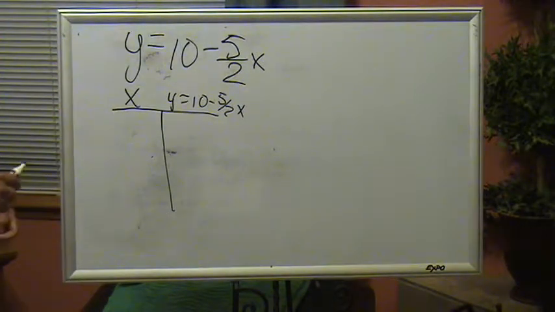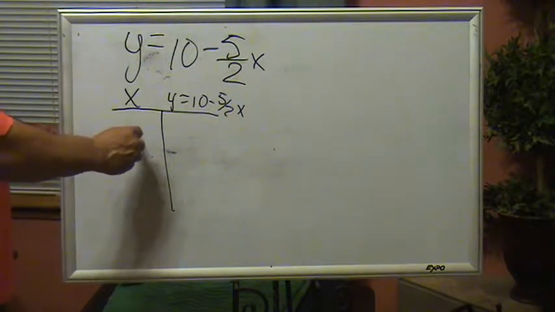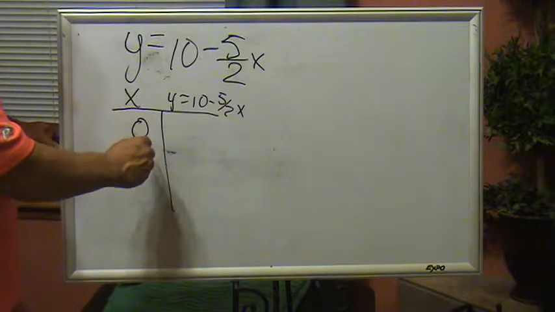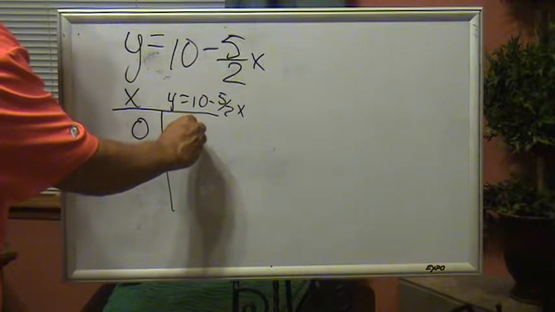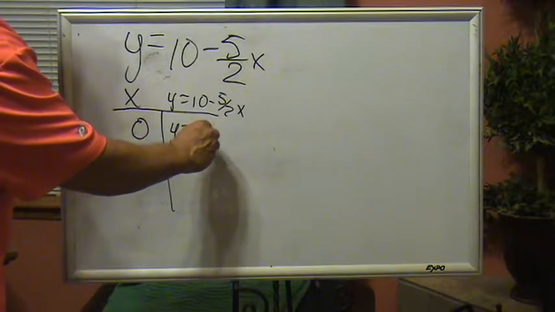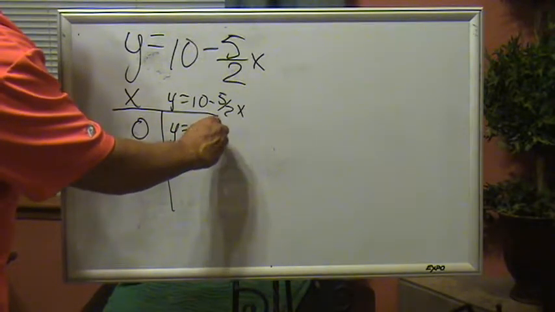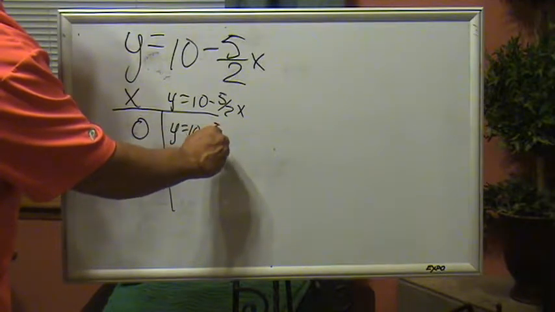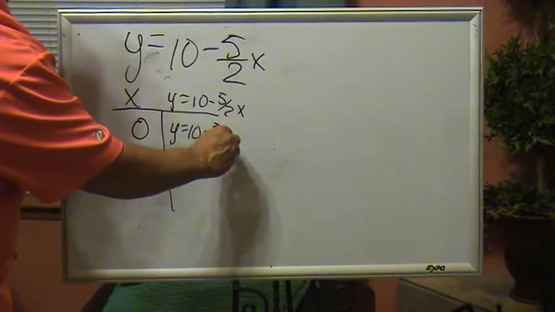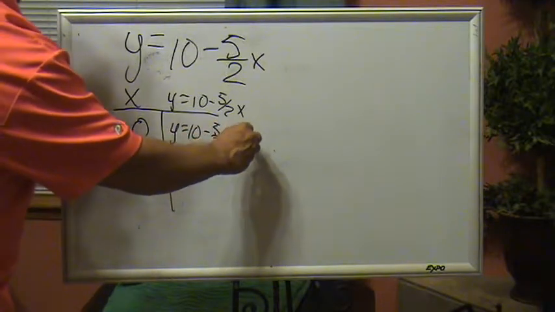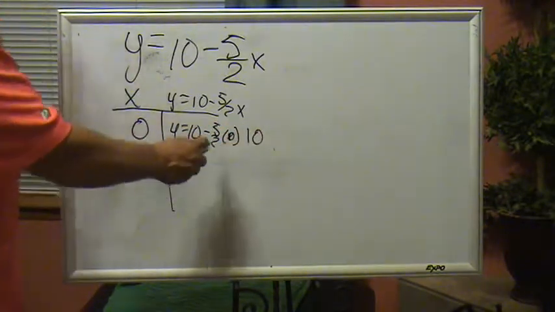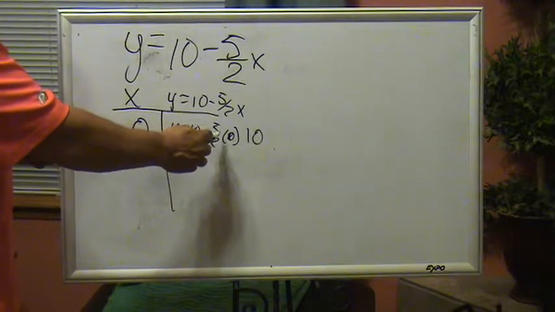So let's just choose some simple values here, with x at 0. Then if we solve for y, it'll be 10 minus 5 halves times 0, which gives us the value of 10, right? Because 0 times 5 is 0.